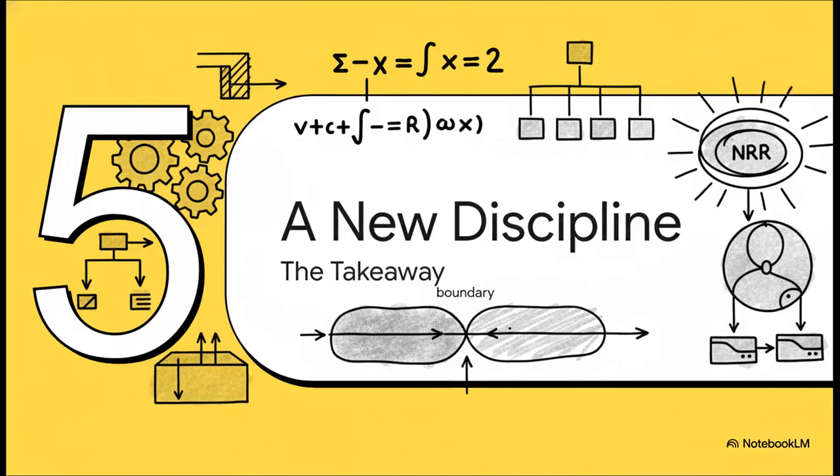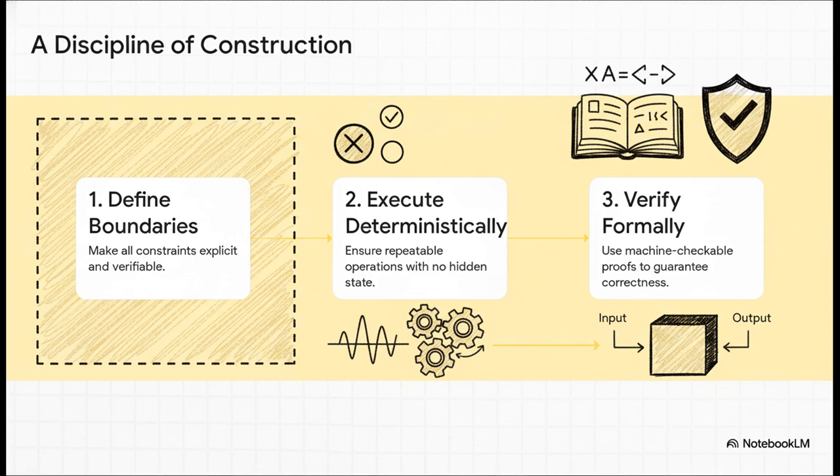So, when you put it all together, the formal proofs, that boundary interior idea, and innovations like the NRR, you start to see that this isn't just a new tool or another library, it's a whole new discipline for building software. The creators call it a discipline of construction, and it really boils down to this three-step process. 1. You define immutable boundaries. Make every single constraint explicit and verifiable. 2. Every operation executes deterministically. No hidden state, no side effects. And 3. You verify the whole thing formally, with machine-checkable proofs that guarantee it's correct by design.